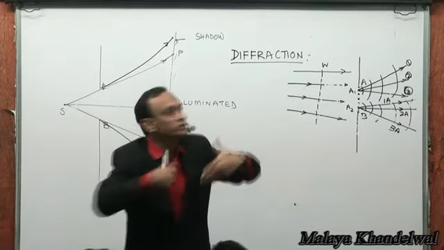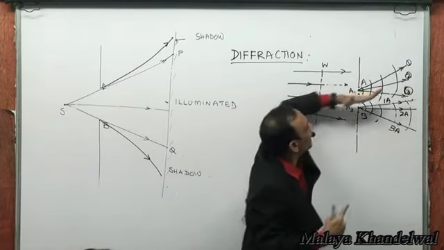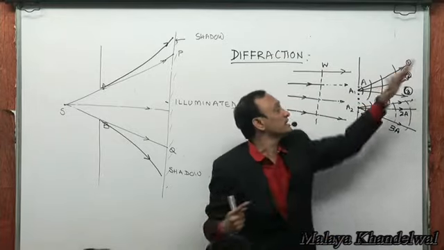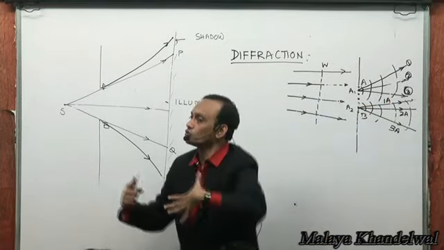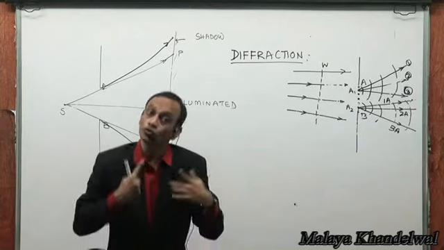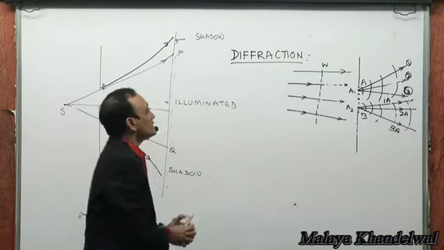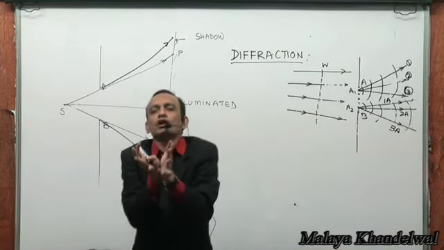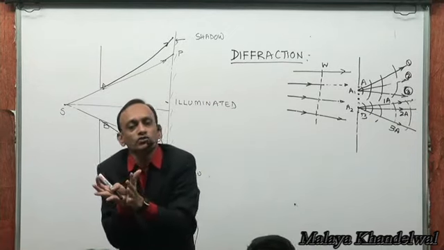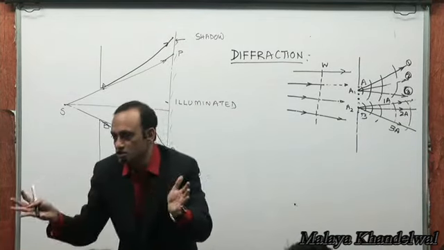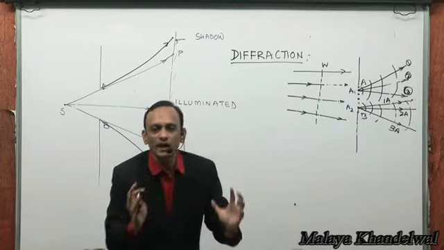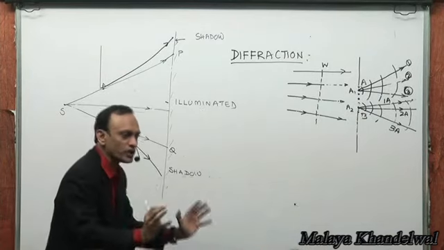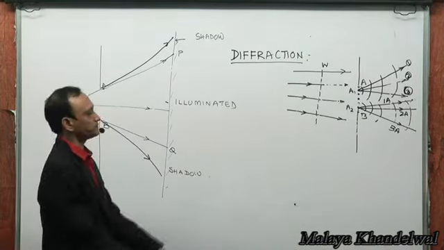Yes or no? So the entire region can be broken down into sets of parallel rays 1, 2, 3, etc. This is what is going to transpire. So essentially, flaring out of waves, flaring out of rays. This is what transpires in diffraction.